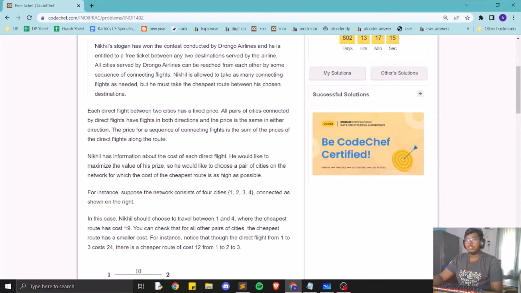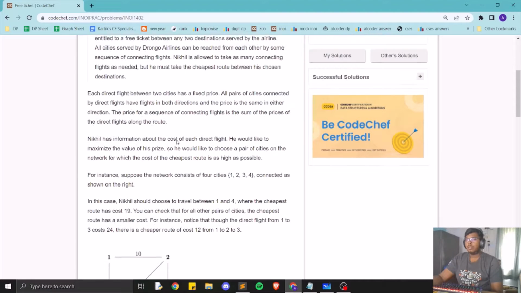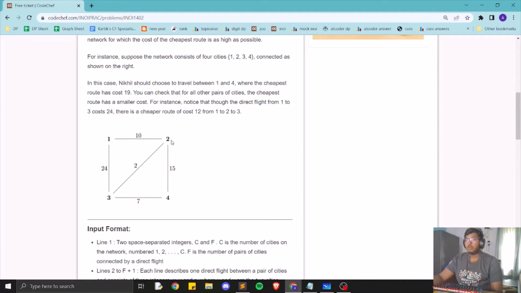Now we move on. Each direct flight between two cities has a fixed price. All pairs of cities connected by direct flights have flights in both directions and the price is the same in either direction. So what this means is that the connected graph is bidirectional as well. And the price for a sequence of connecting flights is the sum of the prices of the direct flights along the route. So what does this mean? For example, if we want to go from 2 to 3 along 4, then the total price of the flights would be 15 plus 7, that is 22.